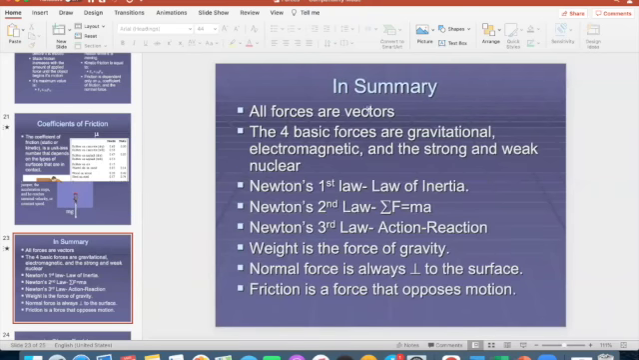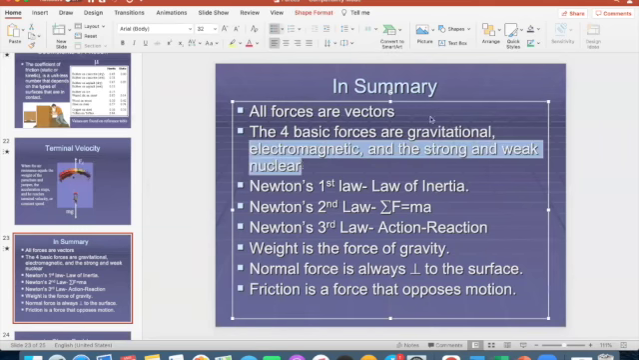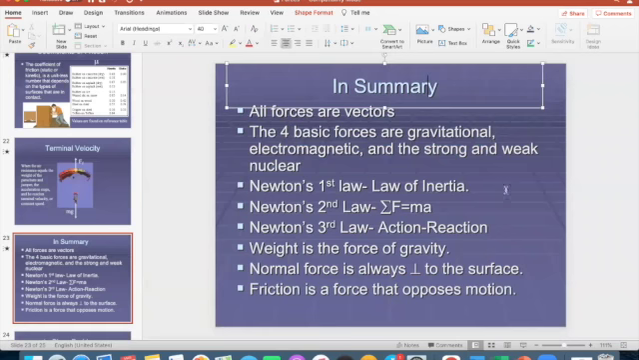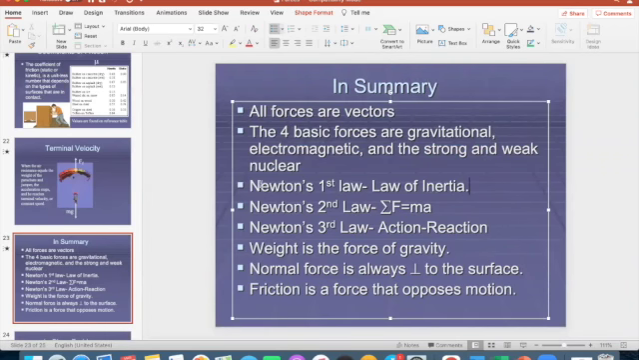All right, so in summary, all forces are vectors, so they have both magnitude and direction. There are four basic forces: gravity force, electromagnetic force, and then strong and weak nuclear forces, which these three we'll talk about later, so don't worry about those right now. And then we have Newton's three laws of motion.